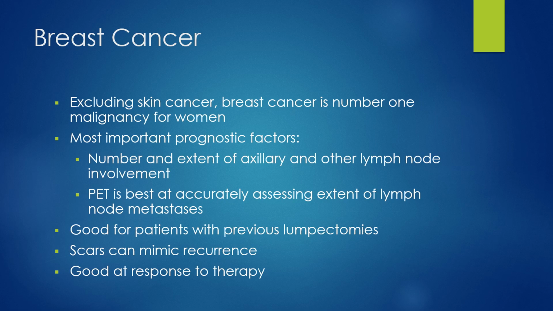Now, breast cancer, there are a couple different things that we can do for breast cancer. There is a fluoroestradiol now, which will go to the hormone receptor breast cancer, but all breast cancer patients, even those ones, will still get FDG. Excluding skin cancer, breast cancer is the number one malignancy for women. Most important prognostic factors are the number and extent of axillary and other lymph node involvements. And so PET is best at accurately assessing the extent of lymph node metastases.